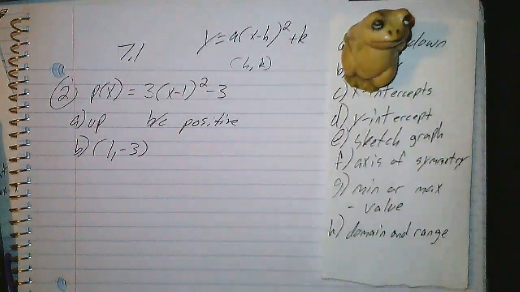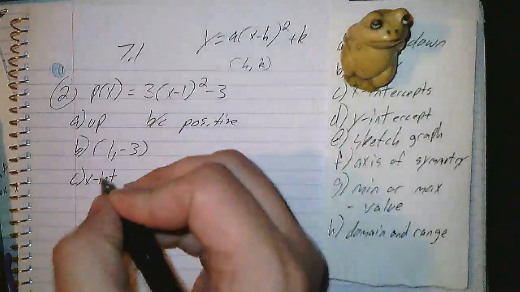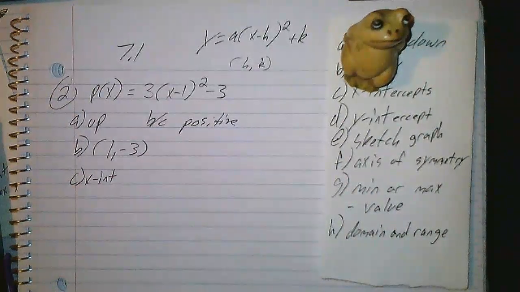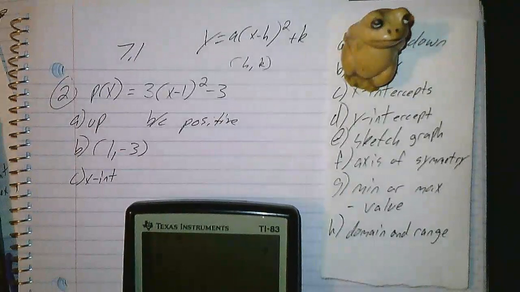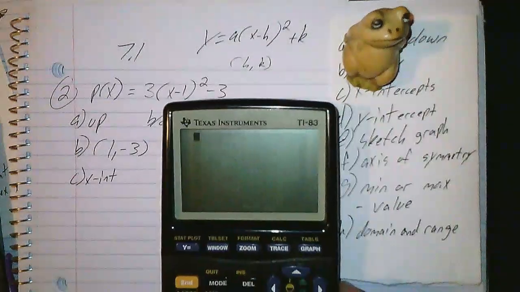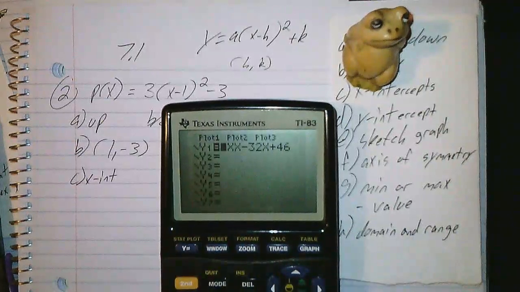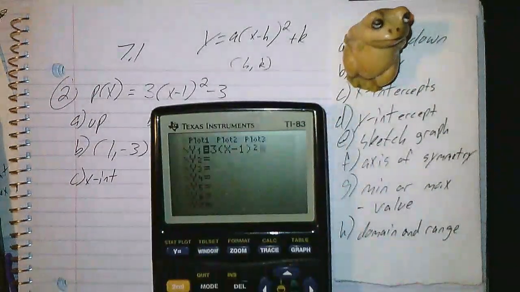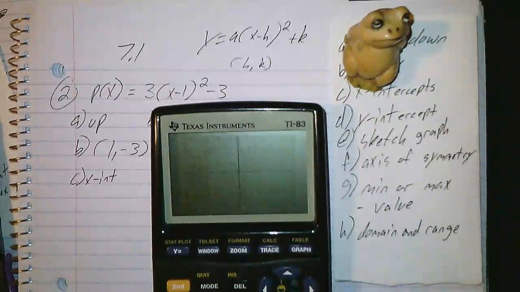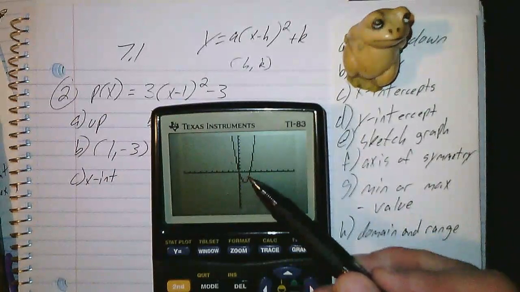Next is the x-intercept. We can change y to 0 and all that. But frankly, on a problem like this, we can always graph these as well. So 3 times (x minus 1) squared minus 3. And it looks like we're at 0 and 2.